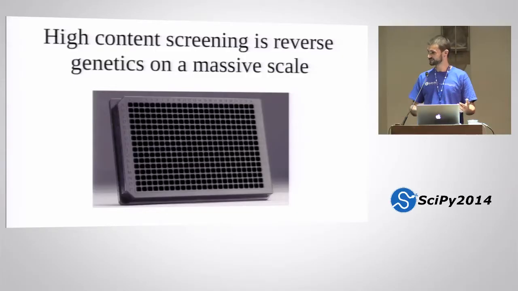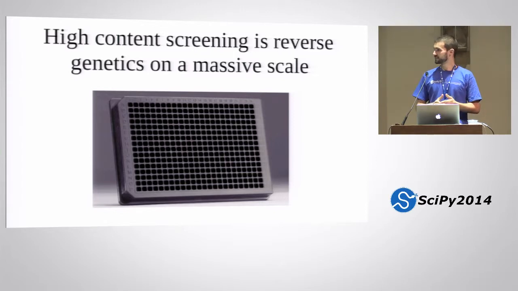Okay, so high content screening, what is it? Basically, it's reverse genetics on a massive scale. If you haven't done genetics from the historical perspective, forward genetics is when you have some phenotype, such as blue eyes, and then you do some kind of genomic mapping to try to figure out what gene controls that phenotype. Reverse genetics is the other way. You mutate a specific gene, and then you look at what the phenotype is.